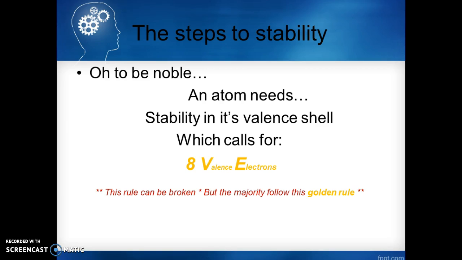So what are the steps to stability? Well, all elements are trying to become noble. An atom needs stability in that valence shell, which calls for at least 8 valence electrons. Now note, this rule can be broken, but the majority follows this golden rule, and for this course, we'll be looking at filling the valence shell with the magic number 8.